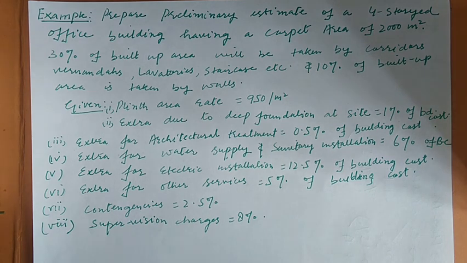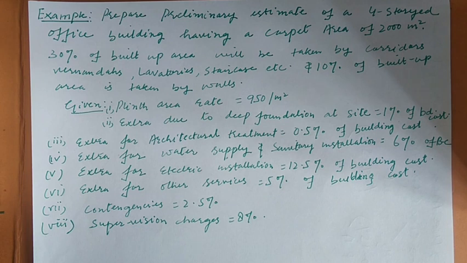So moving on to the problem. It says we have to prepare a preliminary estimate of a 4-storied office building having a carpet area of 2000 meters square. The questionnaire also says that 30% of the built-up area will be taken up by the corridors, verandas, lavatories, staircases, etc., and 10% of the built-up area is taken by the walls.